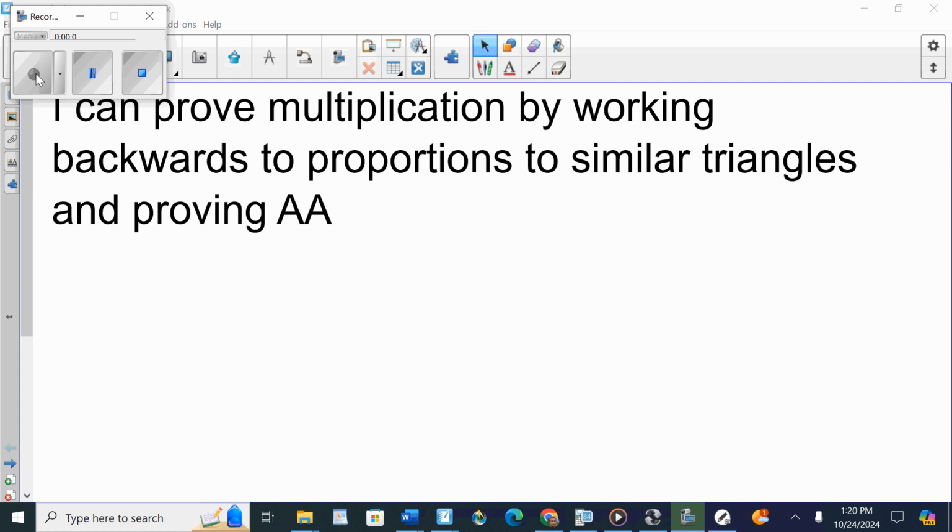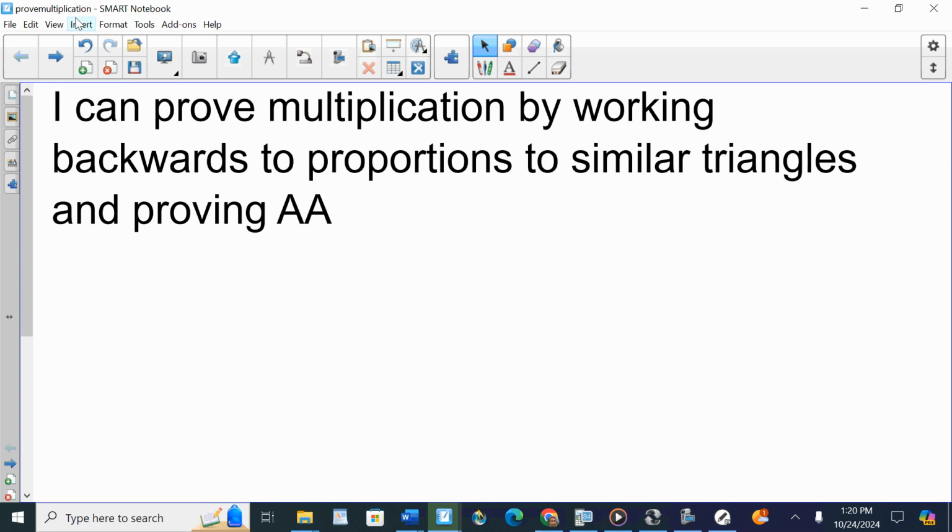Hello everybody, very important lesson. This builds off of the very important mini proofs lesson. Now we're doing the full proofs. I can prove multiplication by working backwards through proportions to similar triangles and proving AA. So this pretty much combines two lessons.